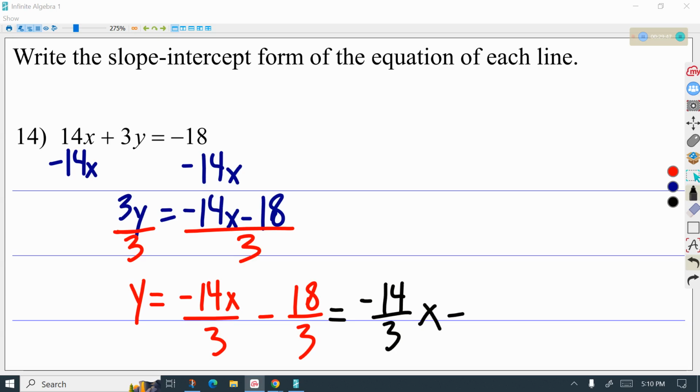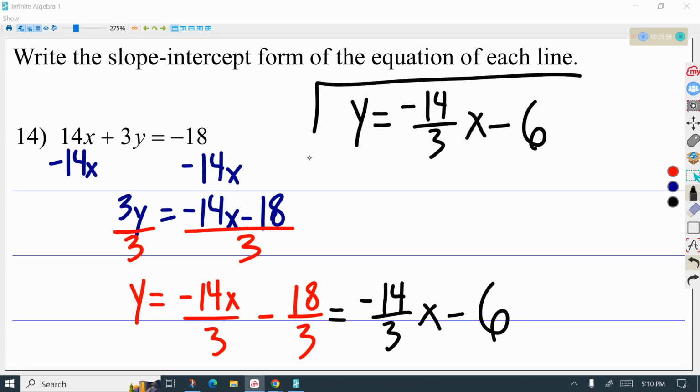But this next one can be reduced, right? 18 divided by 3 is 6, right? So we would write our equation as y equals negative 14 over 3 x minus 6. This feels like a high school math problem that you guys should be able to do. And this feels exactly like a test question that I'm telling you will be on a test. All right? This is the kind of thing you guys got to be able to handle. 1, 2, 3, 4, 5 steps really just to rewrite it.